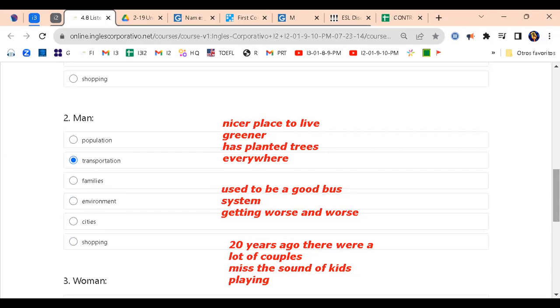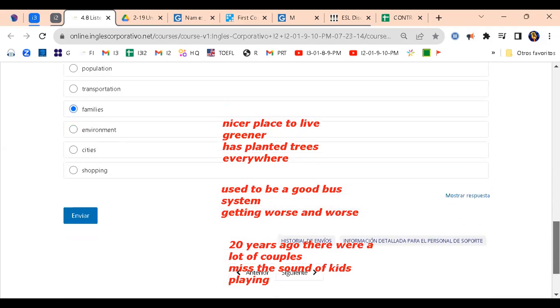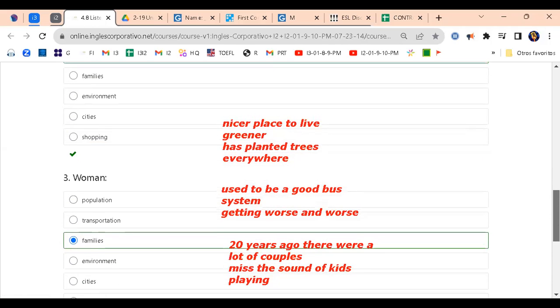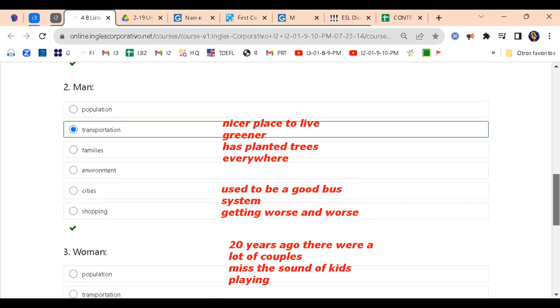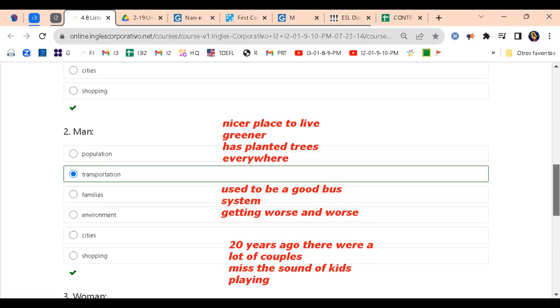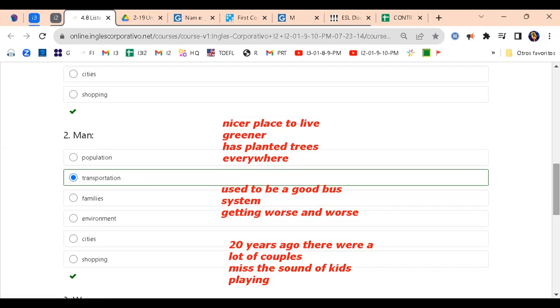What about the transportation conversation? Well, they talk about the distance, because he says you'd better have a car for the distance, I think, and the bus station is so far. And the buses are not too many, I think. Yeah, there are not too many buses, right?